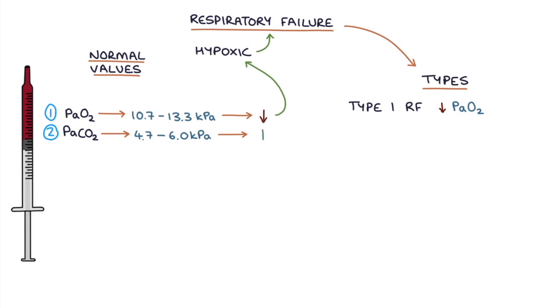If the patient has a raised PaCO2, or partial pressure of carbon dioxide, with a low PaO2, or partial pressure of oxygen, this indicates type 2 respiratory failure. There are 2 PaOs affected.